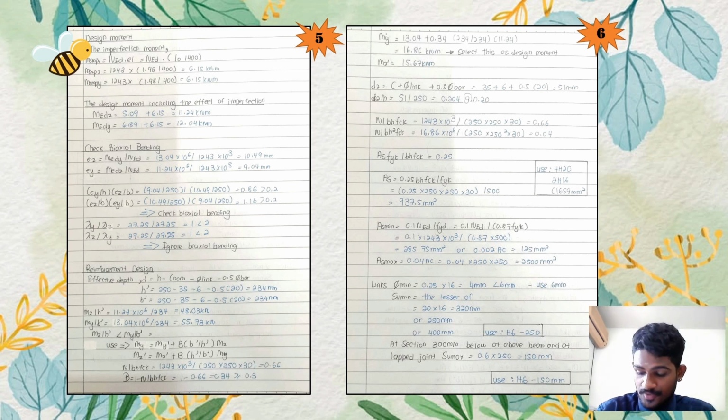Okay, here we can conclude that at section 300 mm below and above the beam and at the lap joint, SV max is equal to 0.6 times 250, equal to 150 mm. So we should use the trial section of H6 to 150 mm.